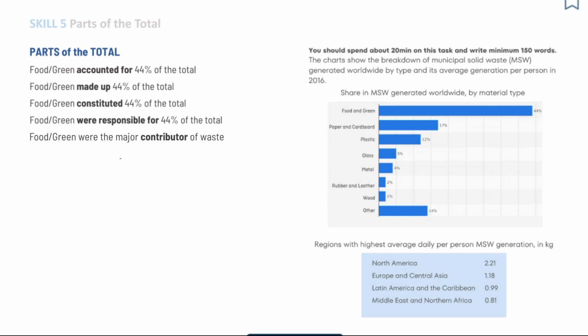Another way to present this information is by using the word contribute. It's a verb. We can use this word as a noun. In that case, it would be a contributor. So food and green was the major contributor of waste. So please pay attention to the prepositions. Accounted for, made up, and no other preposition. Constituted, no preposition. Were responsible for.